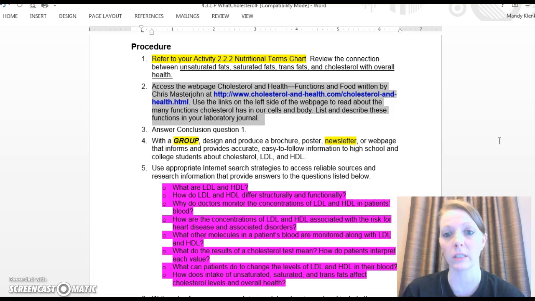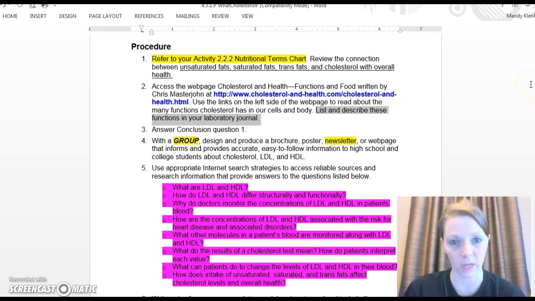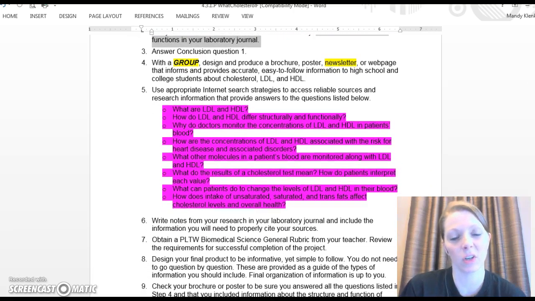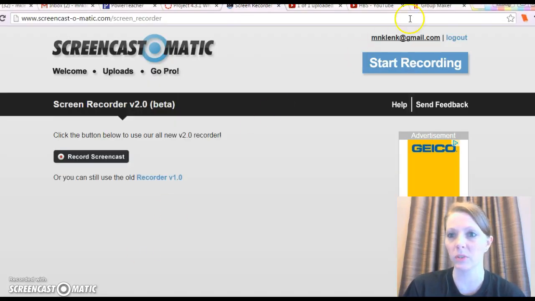You're going to do some notes, list and describe functions in your lab journal. You are welcome to do this in your OneNote. That is fine. Then what you're going to do from there is you are going to be working in a group. So let's show you what your groups are.